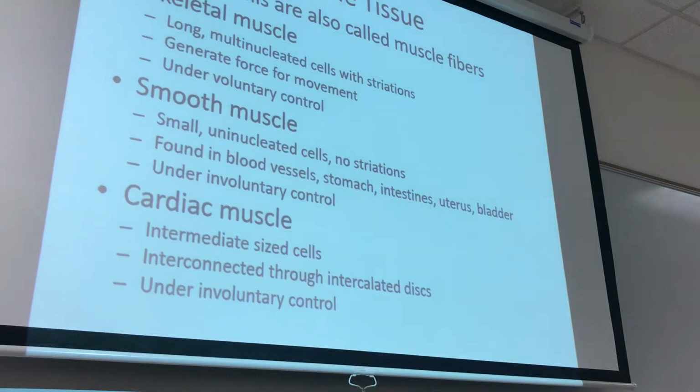Movement. Skeletal muscle moves the skeleton. Smooth muscle moves whatever is found within the hollow organ it's contained within. And cardiac muscle moves the blood within our heart and the arterial portion of our circulation.